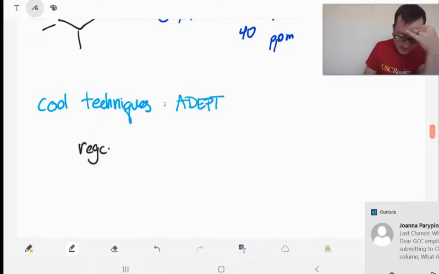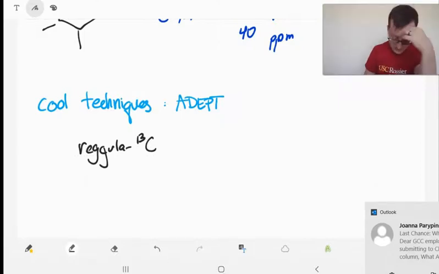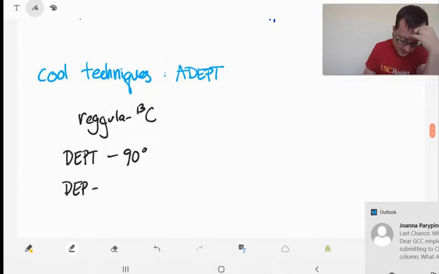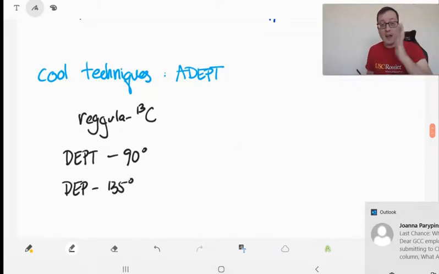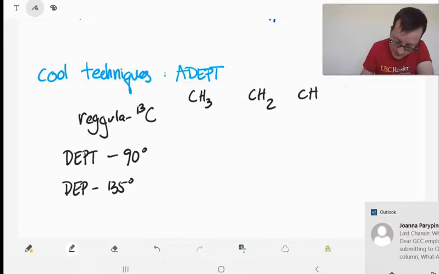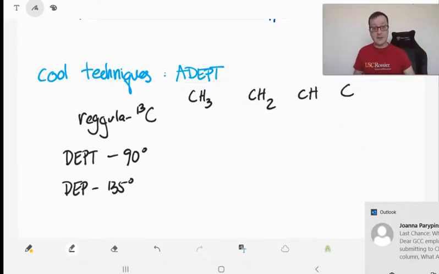regular proton decoupled carbon NMR. You'll have the DEPT at 90 degrees, and you'll see the DEPT at 135 degrees. These are different angles that measurements are taken at, and you don't need to know about them, but what's really cool is you'll see that different numbers of hydrogens will show up differently in these.